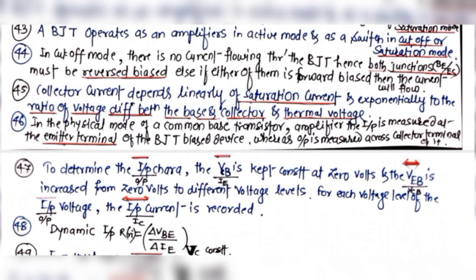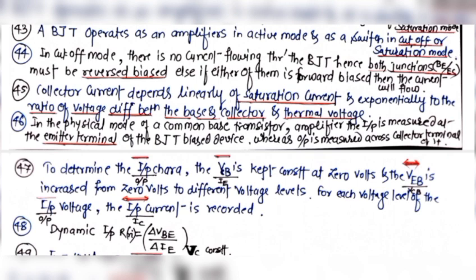Collector current depends linearly on saturation current and exponentially on the ratio of the voltage difference between base and collector to the thermal voltage. In the physical model of a common base transistor amplifier, the input is measured at the emitter terminal of the BJT biased device, whereas the output is measured across its collector terminal.